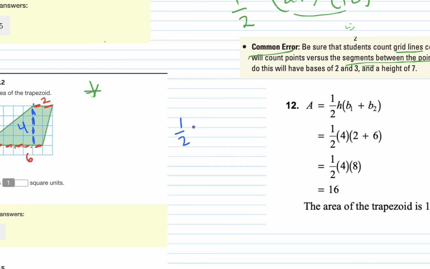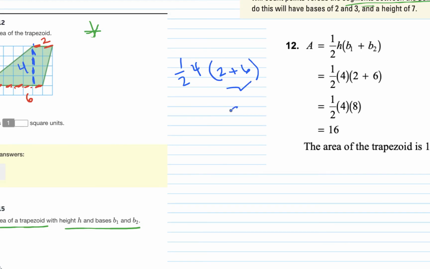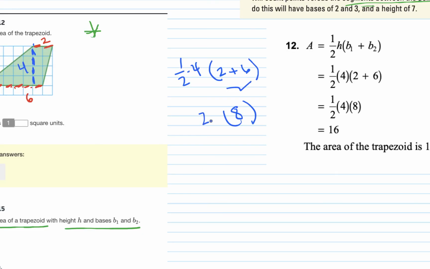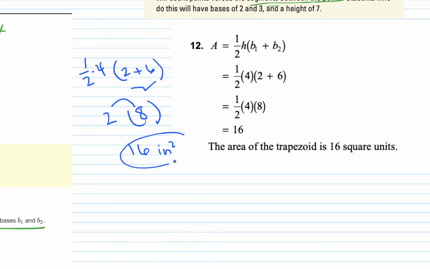1/2, right, times the height times 6 gives us 8, right? Half of 4, or in other words, 1/2 times 4, right, gives us 2. 2 times 8 gives us 16. So that is our answer, 16. And the unit is inches, and we always square our unit when we're finding area.